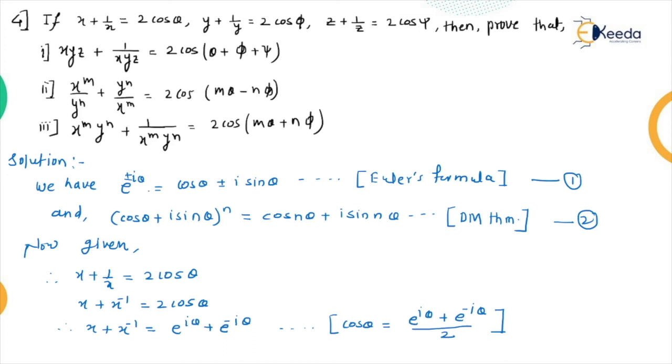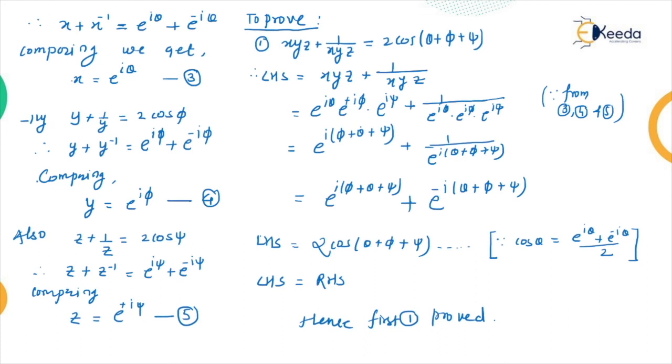Okay, so you know Euler's formula: e to the power i theta is cos theta plus i sin theta. Also you know de Moivre's theorem: cos theta plus i sin theta, bracket power n, can be written as cos n theta plus i sin n theta. Now, given x plus 1 by x is 2 cos theta, by substitution of e to the power i theta plus e to the power minus i theta, we get x equal to e to the power i theta. Similarly we get y equal to e to the power i phi, and z equal to e to the power i psi.